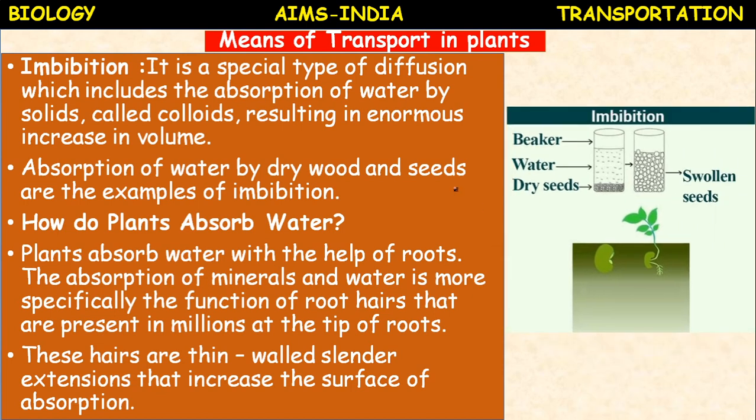Here is a simple experiment to know imbibition. Take a handful of dry seeds in a beaker and pour water. After a few hours the seeds will be swollen and bulge in size due to imbibition. And if you sow those seeds in the soil, they germinate to produce the plant or seedling.